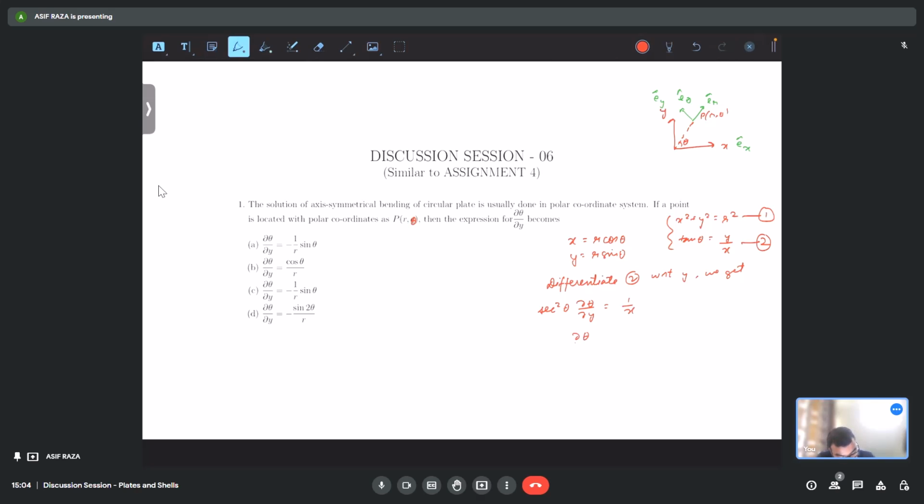Which is equal to dou theta by dou y equal to cos square theta by x, and from 3 we have dou theta by dou y equal to cos square theta. x is r cos theta, so we get cos theta by r. So our answer would be option number B, cos theta by r. Now let's move on to the next question.